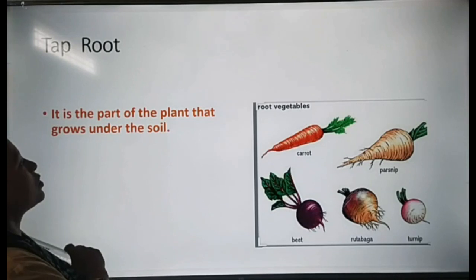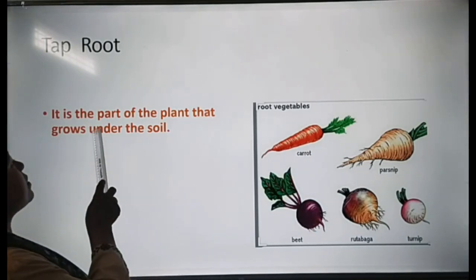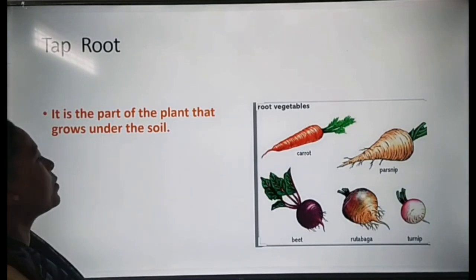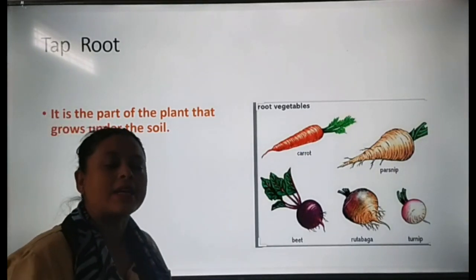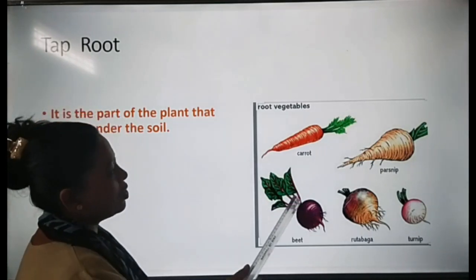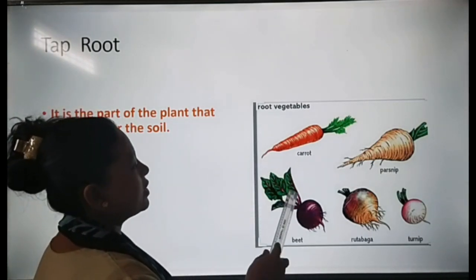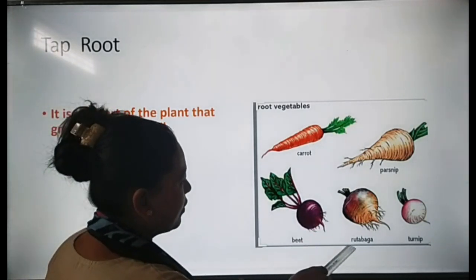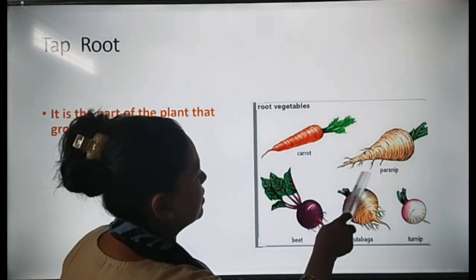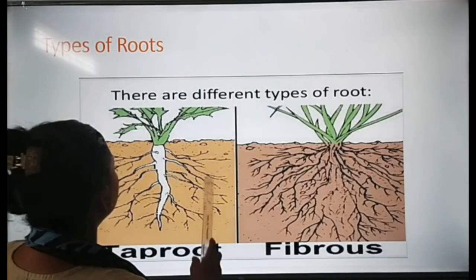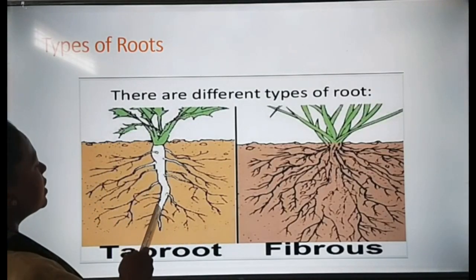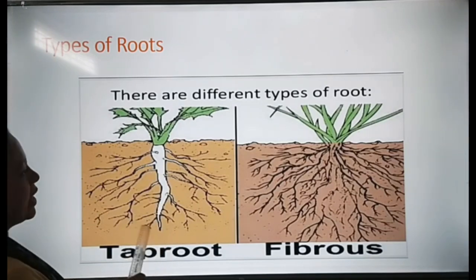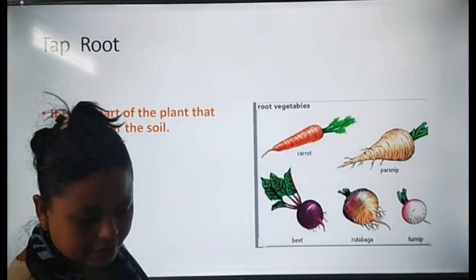Now, taproot. What is taproot? It is the part of the plant that grows under the soil. So, some vegetables have taproot like carrot, turnip, beet, rutabaga and parsnip. Okay, this is the main root and it has some small branches around it. This type of roots are called taproot.